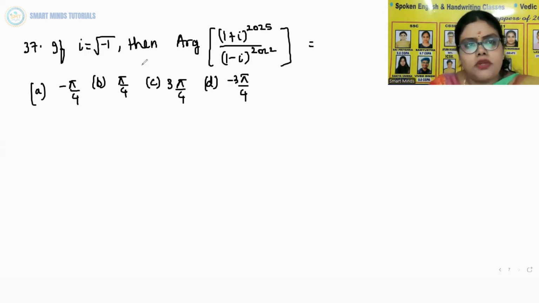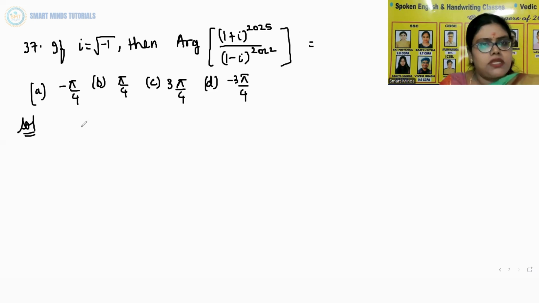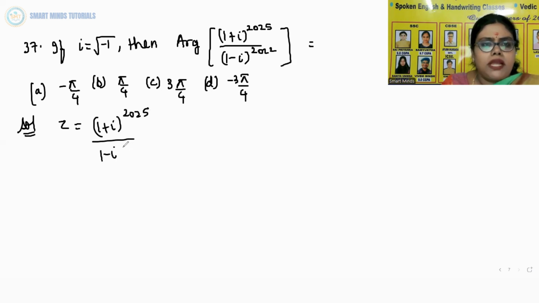Now take the next question. If i is equal to root over minus 1, then the argument of 1 plus i whole power 2025 by 1 minus i whole power 2022 is equal to how much? Four options are given to us. So first let us take the given expression as Z. So Z we will take as 1 plus i whole power 2025 by 1 minus i whole power 2022.